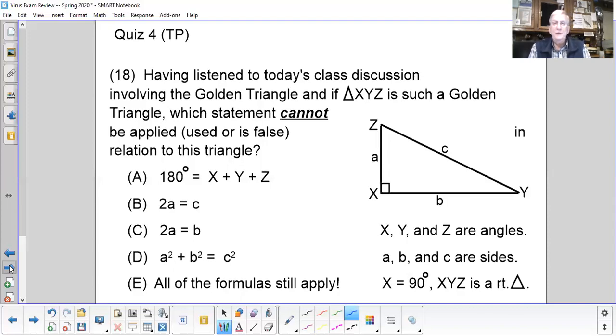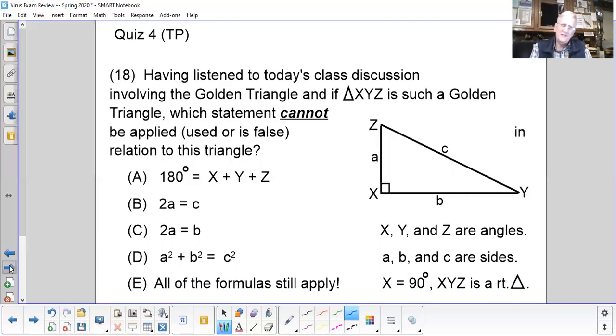If I were to double the length of A, would I get the hypotenuse C? Wait a minute, look at C. If I doubled A, would I get the length of B if this is a golden triangle? You betcha, I sure would, because in a golden triangle, one leg is twice the length of the other. So 2A should equal B.